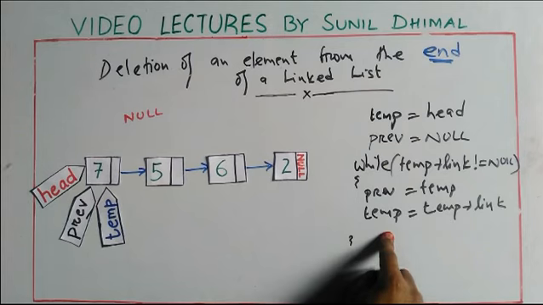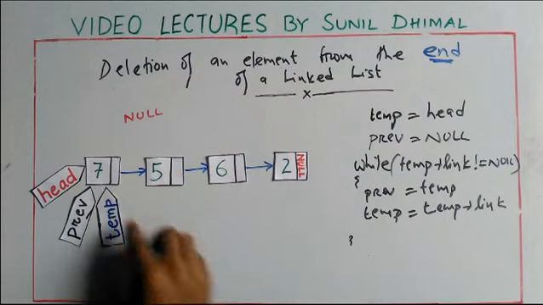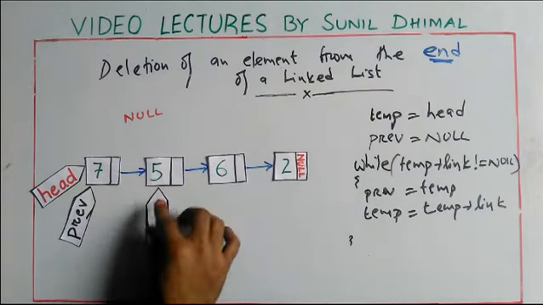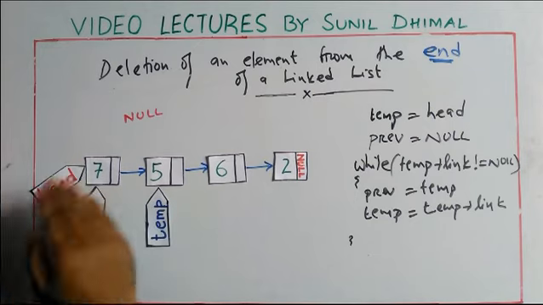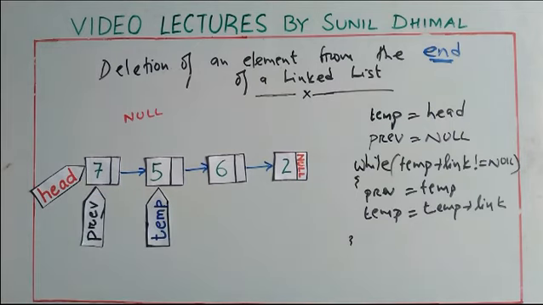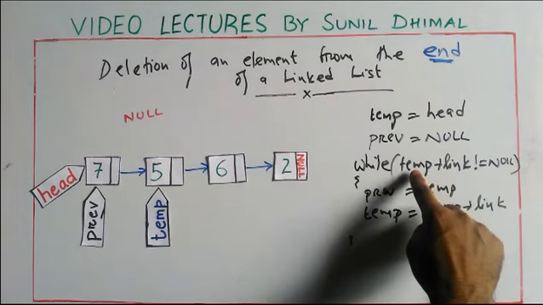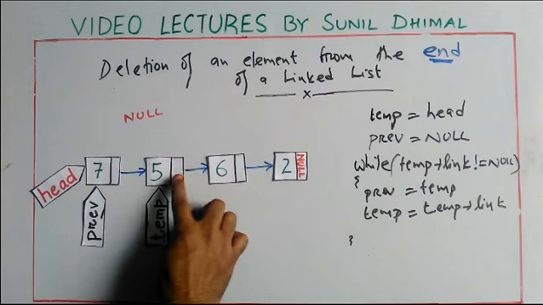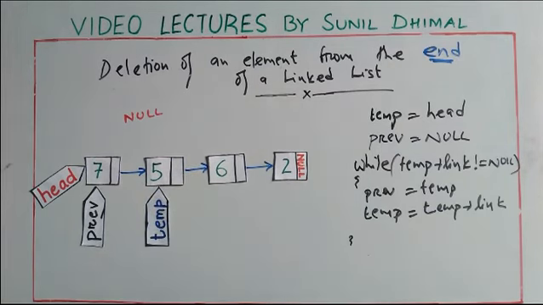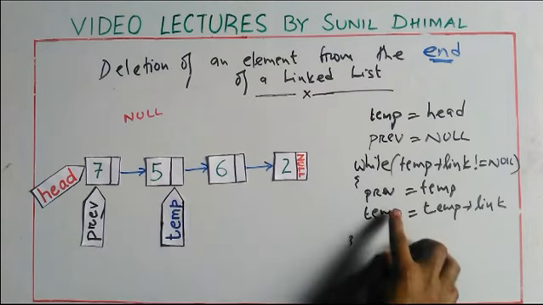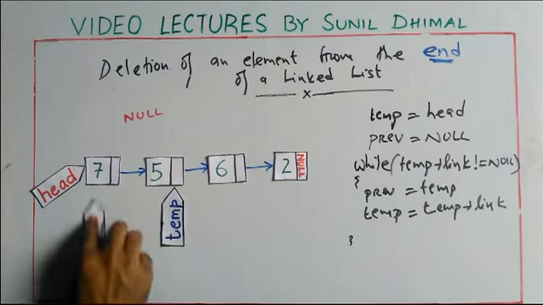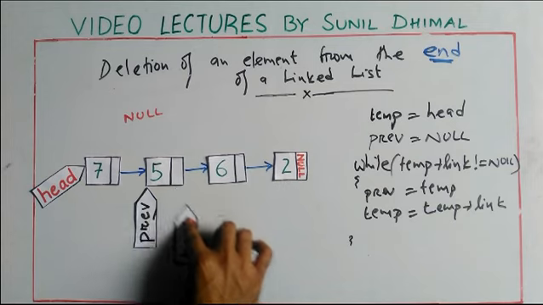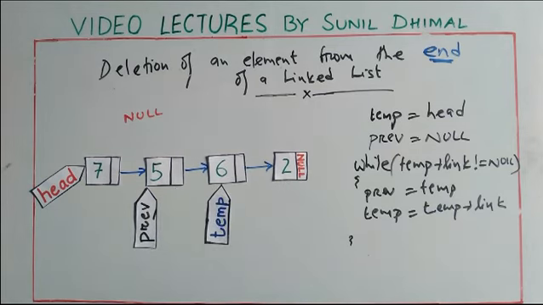So link of temp is nothing but this one. So temp is advanced to the next node and previous is pointing to the node previous to temp, right? Now let's check whether the temp of link is not equal to null. The temp of link is not null because it is linking to the next node, with element number 6. What I do is, now I'll make previous equal to temp. So previous is here and temp is advanced to the next node, right?